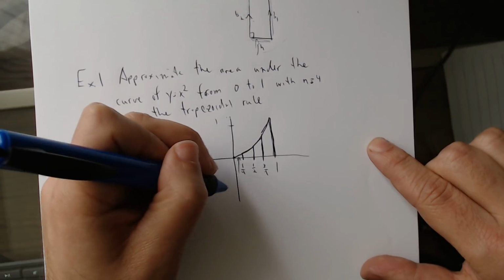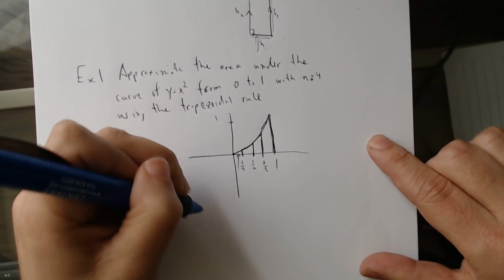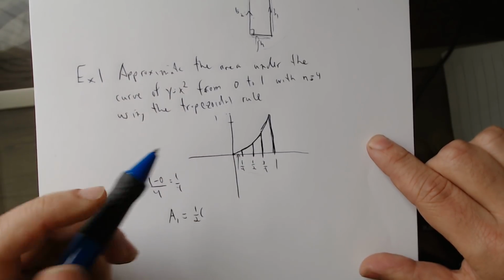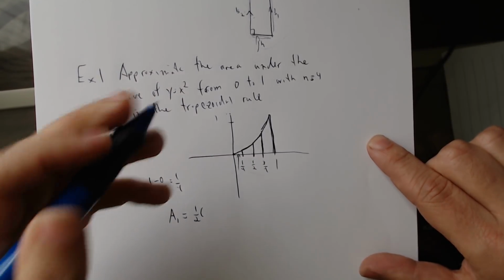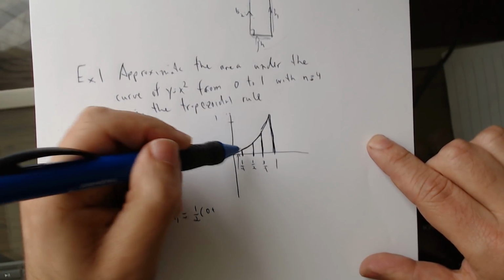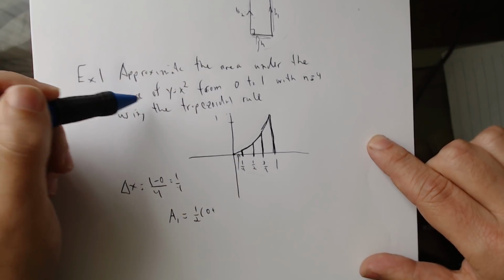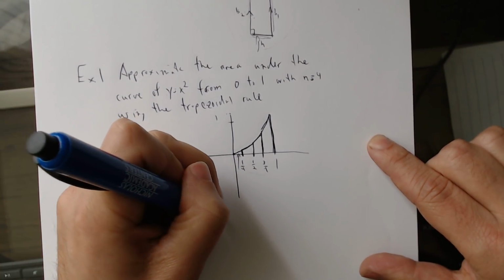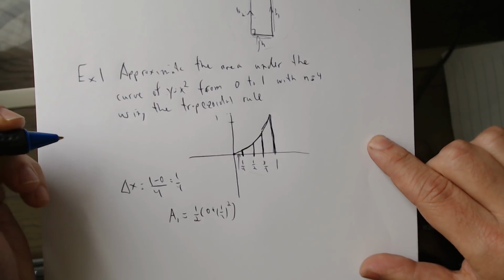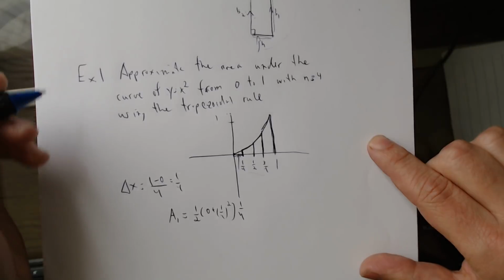So we can call A1 equal to 1/2 times base 1, which has a height of 0, plus base 2, which has a height of... and notice how to find this height, I have to plug in 1/4 into the equation. So it'll be 1/4 squared times the height, which is 1/4.